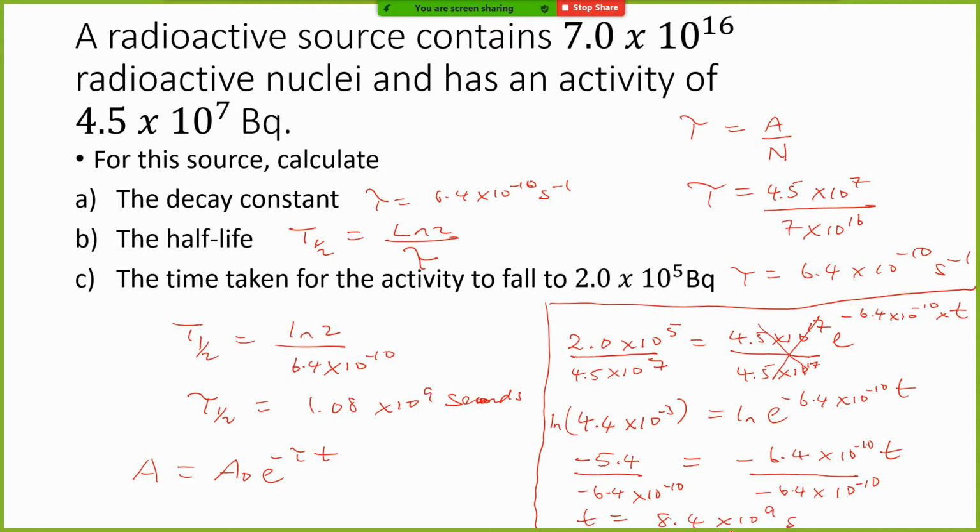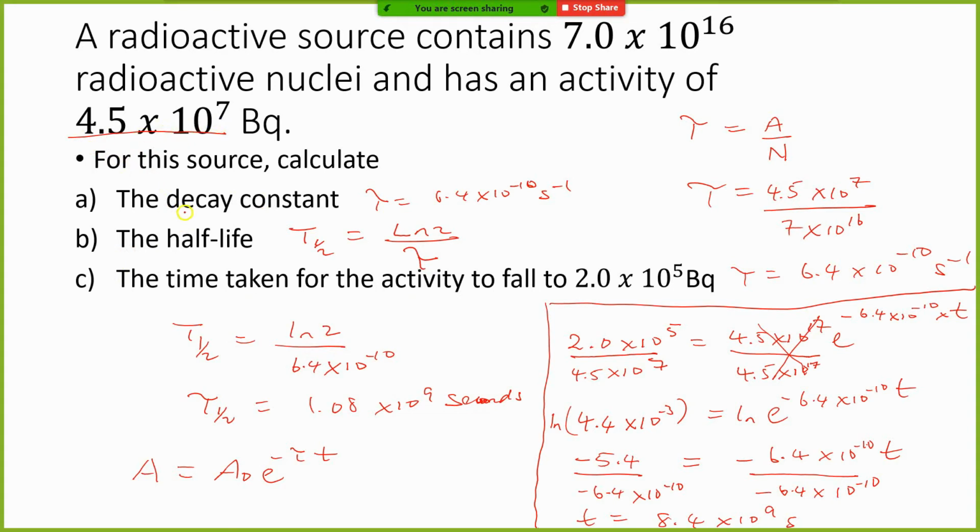I wanted to try it another way, but I think we might get back the same answer. Sir, how did you get the 4.4 times 10 to the negative 3? We divide 2 times 10 to the 5 by 4.5 times 10 to the 5. You didn't see that part? Sir, divide it by what? 4.5 times 10 to the 5? No, to the 7, which is the activity, right?